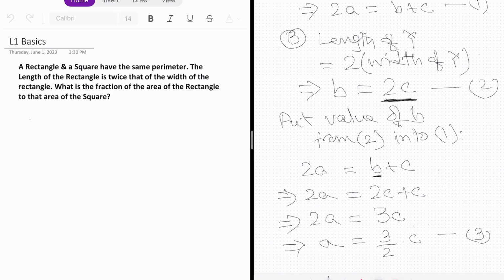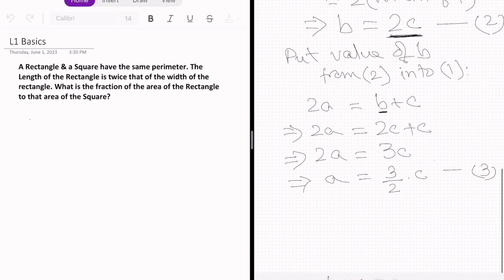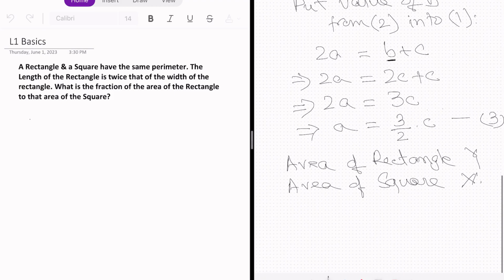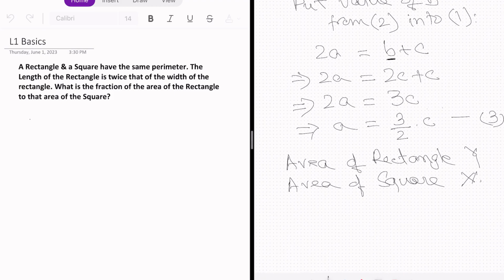Now let's find out about the question. What is it asking? It's asking for the fraction of the area of the rectangle to that of the square. So I have to find two things: the area of the rectangle, which is y, and the area of the square, which is x, and then do the fraction. Let's find the area of rectangle y first.